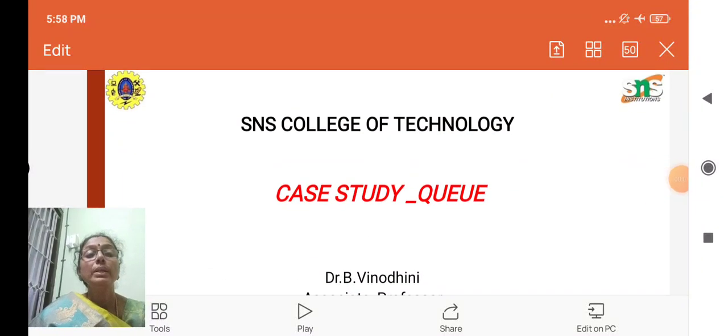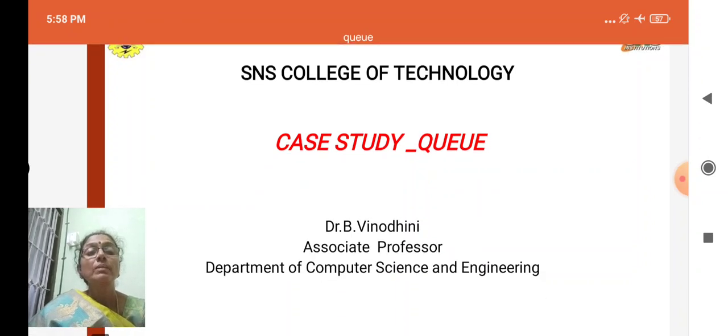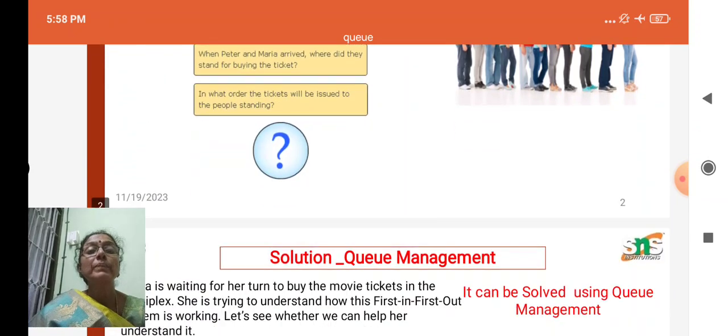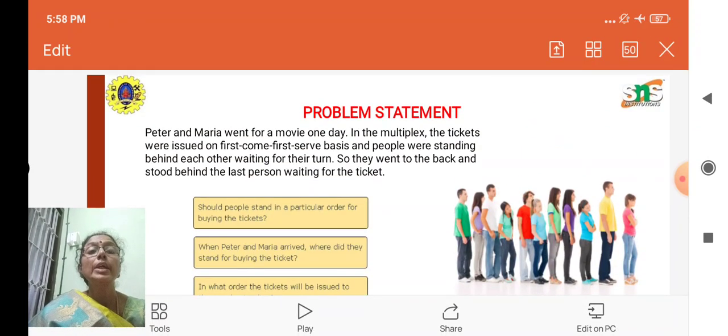Welcoming you all. In today's session, we will see one real-time case study related to the queue data structures. First, we will see the problem statement here. Consider there is a scenario like that.